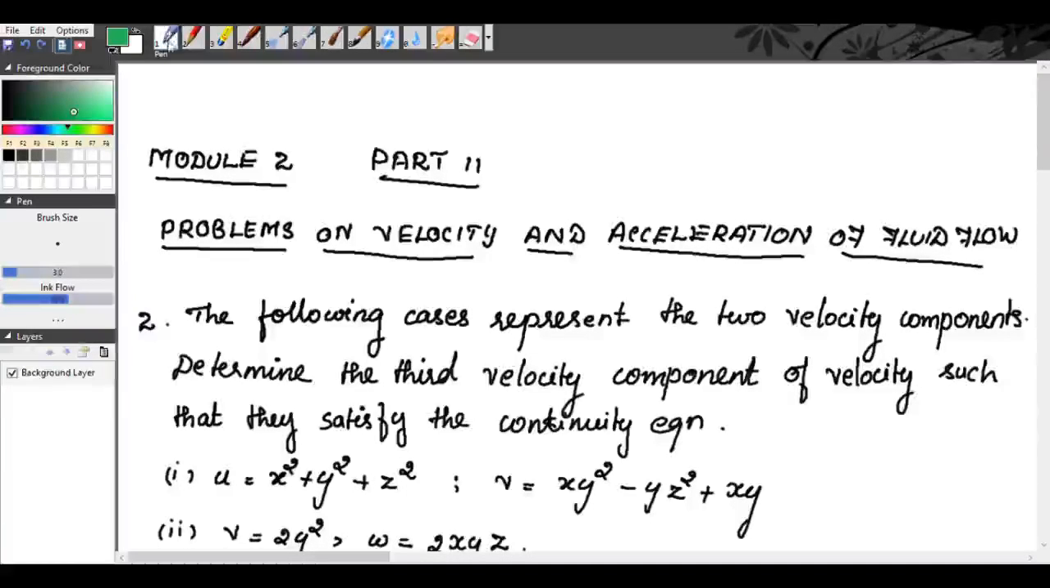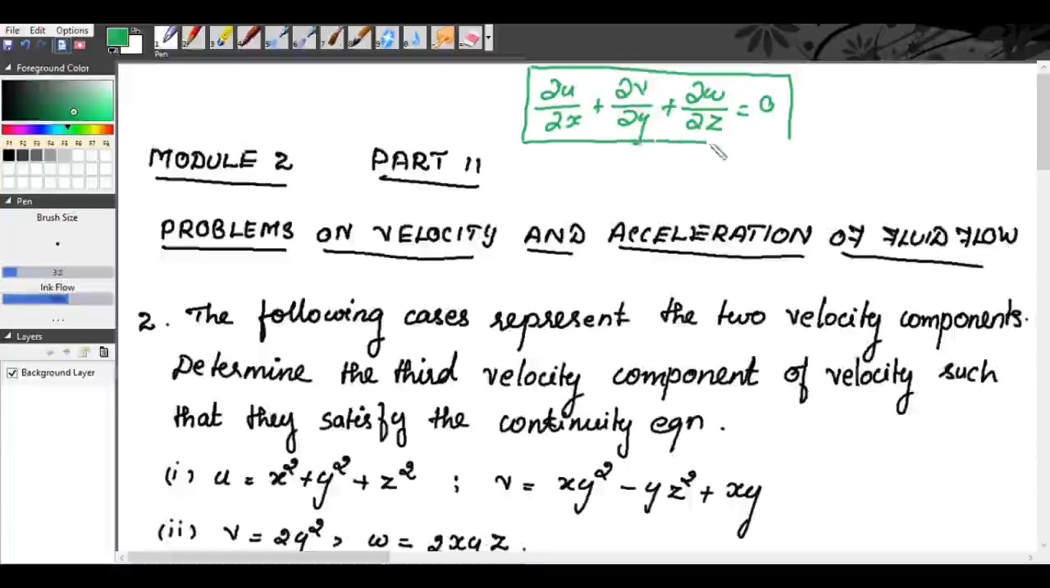So in the previous class, we saw the continuity equation in 2 and 3 dimensions. The continuity equation was given as dou u by dou x plus dou v by dou y plus dou w by dou z is equal to 0. That means the velocity components with respect to the corresponding directions sum to 0. This is called the continuity equation.